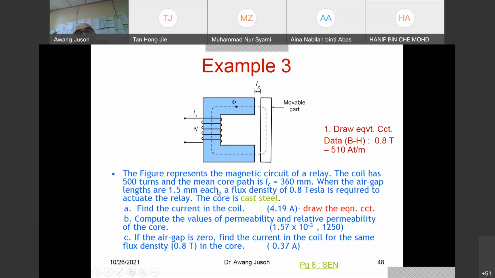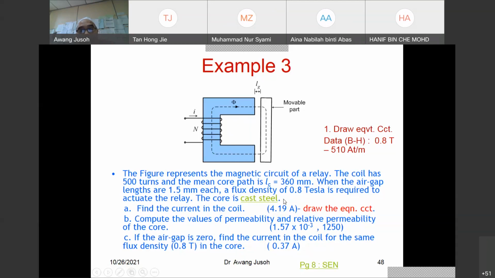In order to actuate, meaning attract, close the relay, we need to apply 0.8 Tesla. That's it. And then they give us a data sheet. So for this one, I click here. I click for cast iron, 0.8 Tesla.